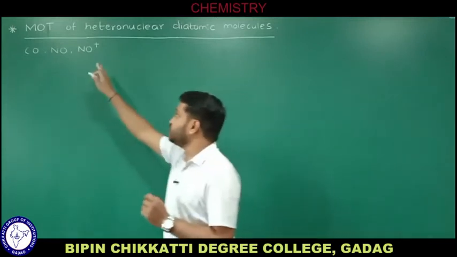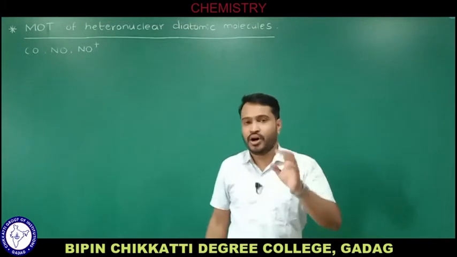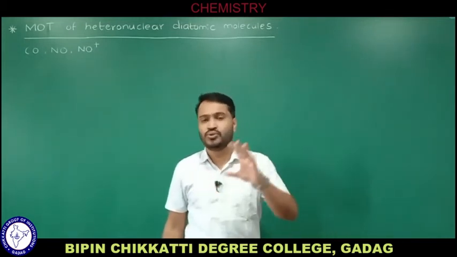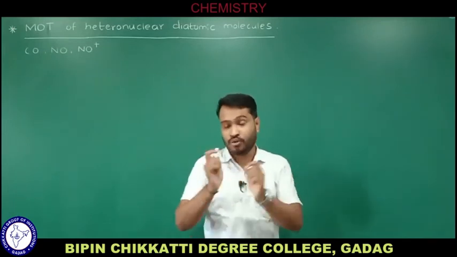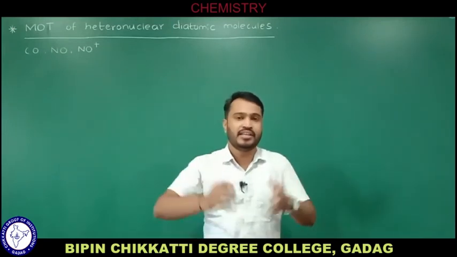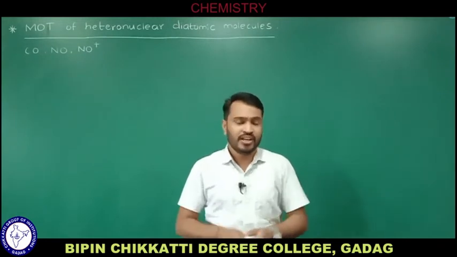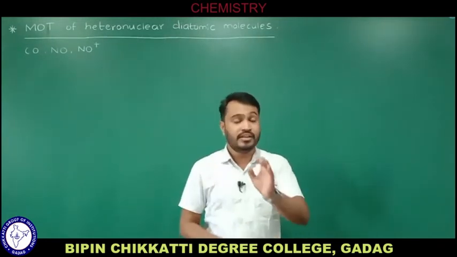Of course, the last one is an ion. As we know, an ion is formed by either loss of electrons or gain of electrons. So, we will see in the ion also, as in the molecules, how we can explain the MOT. Using that, one can explain the properties of the molecule. The very important concept is the energy level diagram.